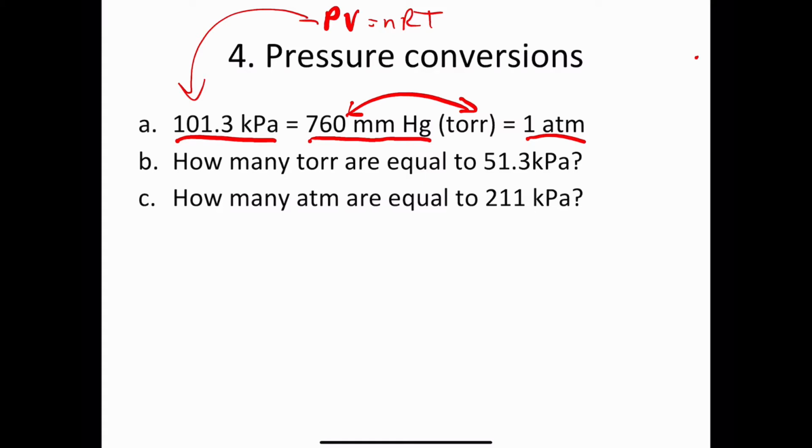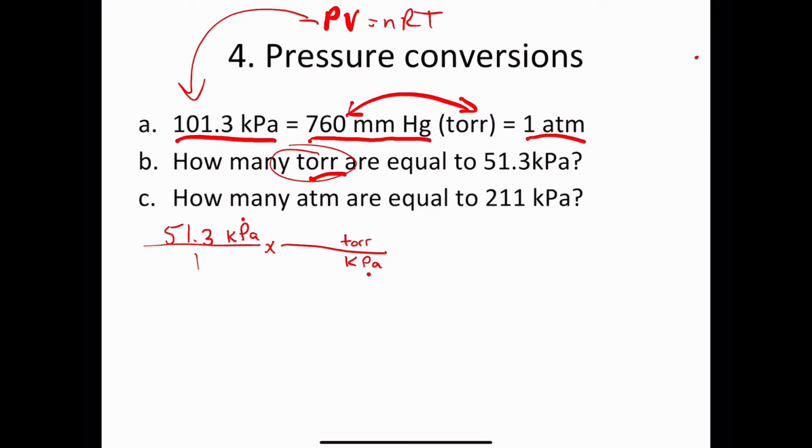With these problems, it's going to show you how to do some conversions, and this is going to look like regular dimensional analysis. So let's start off with the first one. It says we have 51.3 kPa. Okay, so we want to go from kPa to torr. So I'm going to write kPa on the bottom because they're going to cancel out, and then I'm going to put torr on the top because that's what we're looking for.